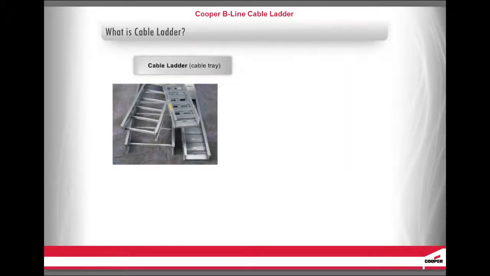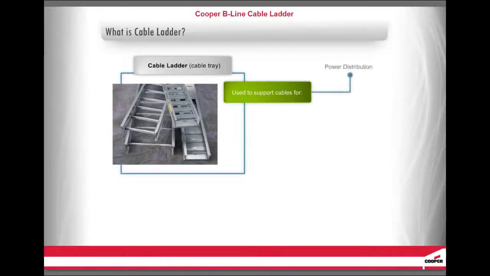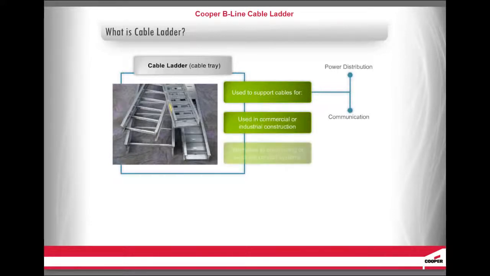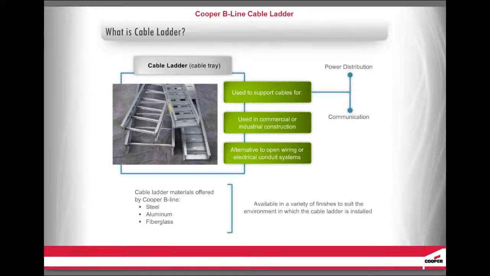Cable ladder, also known as cable tray in the United States, is used to support cables used for power distribution and communication. They are often used in commercial or industrial construction as an alternative to open wiring or electrical conduit systems. Cooper Beeline offers steel, aluminum, and fiberglass cable ladder options that can be used for varying applications. Cooper Beeline also offers these materials in a variety of finishes to suit the environment in which the ladder is installed.